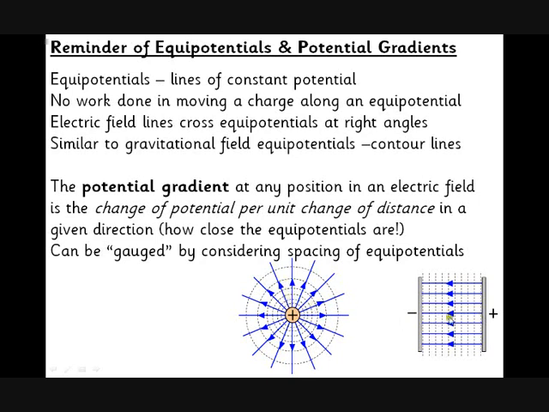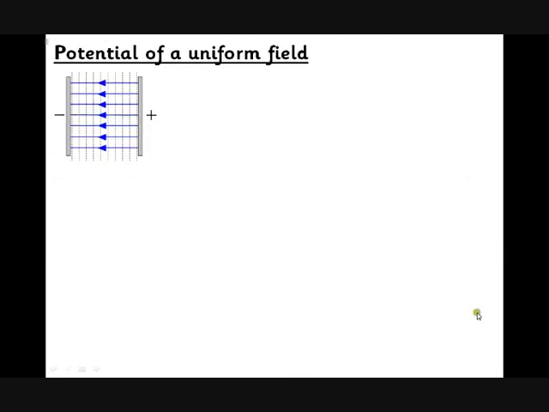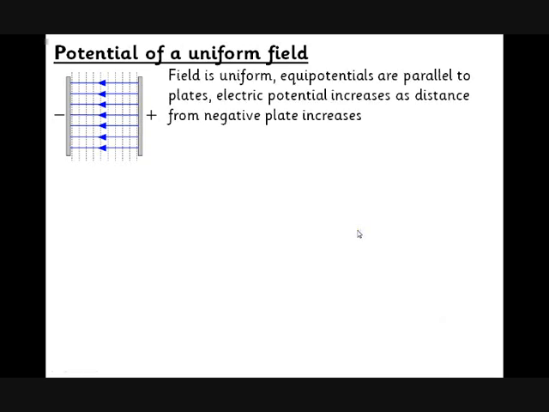If we look at a uniform field, we've mentioned this before in lesson 1, we can see that here the equipotentials are evenly spaced, so this would be an even, constant gradient. Let's look at that in a little bit more detail. This is the uniform field again. The equipotentials are parallel to the plates. The potential increases as distance from the negative plate increases. So for a positive charge, this would be the minimum value of energy, and this would be the maximum.